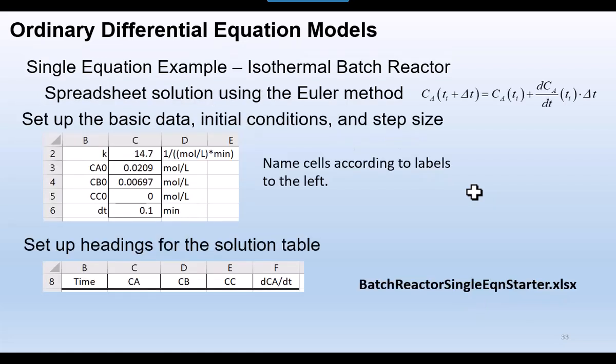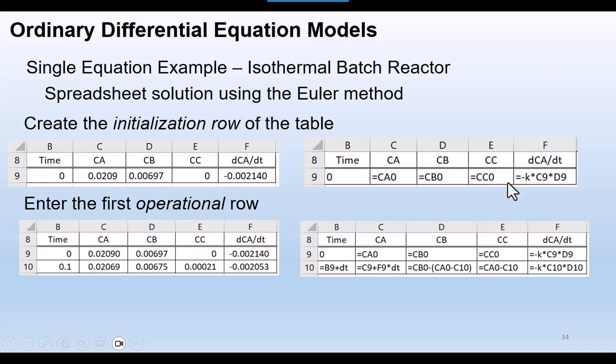So this is the original setup, and then we have set up headings for the solution table. In this case, we're in a different row than the one that I used, but that's the same setup that we used. This is the starter file that we used. And the Euler method has the CA at Ti plus delta T equal to the CA plus the rate of change times delta T. And so we create an initialization row of the table. And these are the formulas that are associated with that for the rows shown.